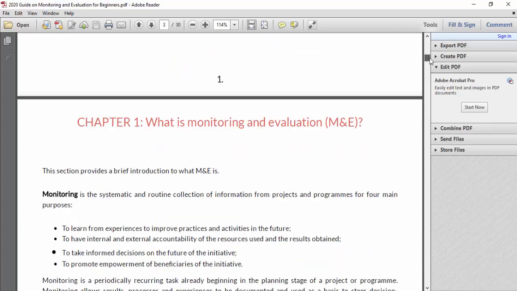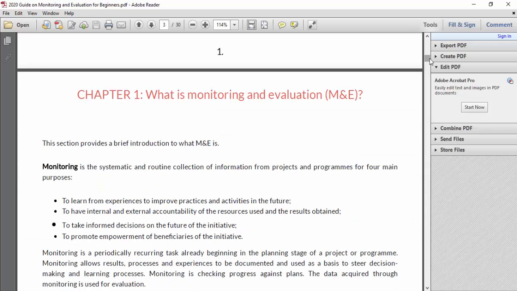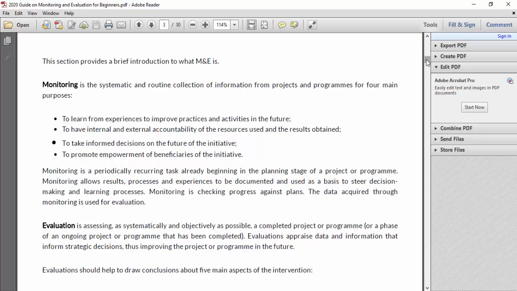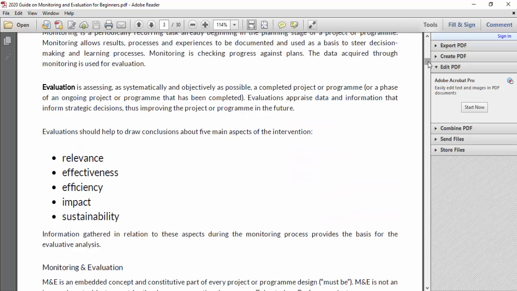So now, when you scroll down, you have chapter 1 called What is Monitoring and Evaluation. So it explains monitoring is systematic and a routine collection of information. But maybe just so that I can tell you this, guys, if you are always having problems defining what monitoring and evaluation is, you can simply remember that when it comes to monitoring, it is a regular process. It's a regular activity. It's done throughout the project cycle. But when it comes to evaluation, it's only done at certain points of the project. Okay, you can have it done at the beginning, you can have it done midway, or at the end of the project.